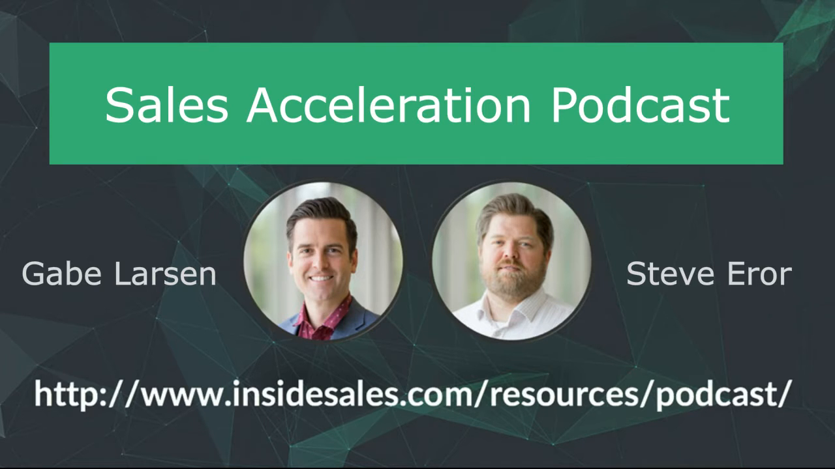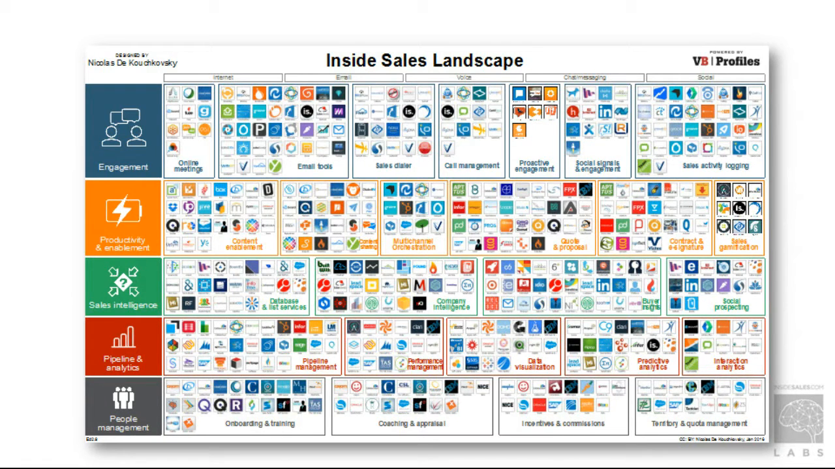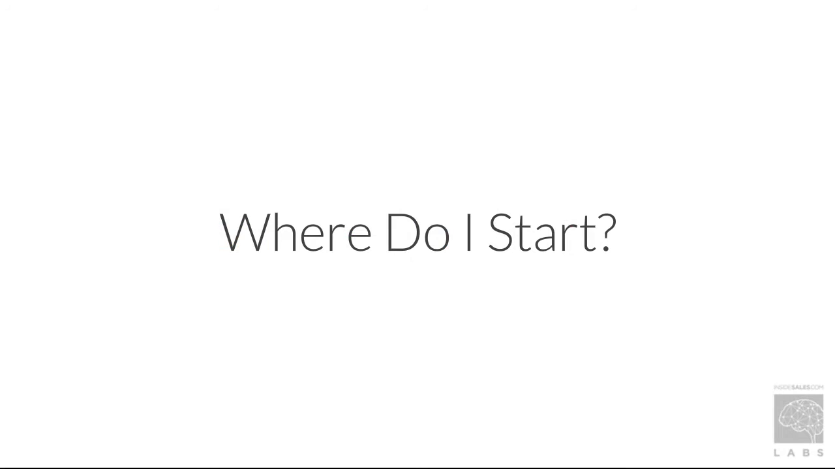When it comes to thinking about a sales stack or an optimized sales stack, I'm not surprised that people get confused. There are so many different technologies, a lot of overlap, a lot of different functions, a lot of tools that play in different areas. It just can become very confusing. And one of the questions that I often get from people is, Gabe, where do I even start? There's just too much going on. How do I navigate through these dirty waters? How do I figure out where to even begin?